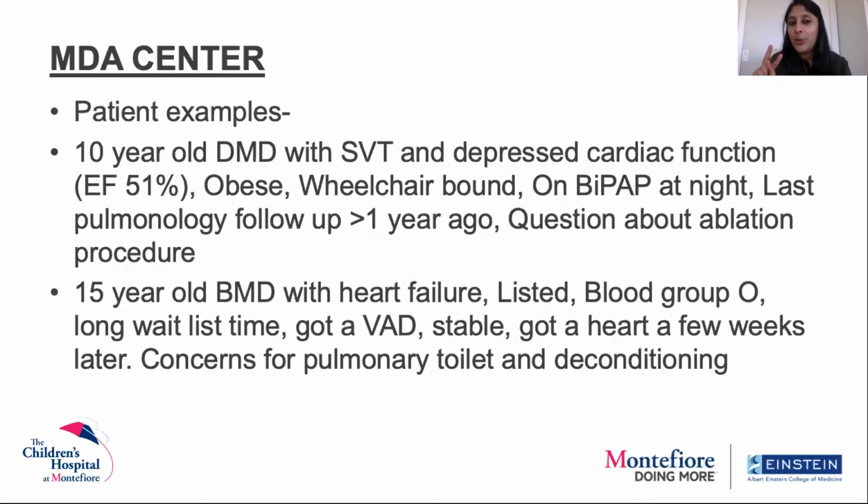To give you two quick examples, I have a 10-year-old patient who had Duchenne muscular dystrophy, who has a tachyarrhythmia called SVT, and also has depressed cardiac function. His EF is only 51%, which is not bad. But he's also obese, he's wheelchair bound, he's on BiPAP at night, he last saw pulmonology more than 1 year ago. So do I put him through a cardiac procedure to do an ablation to take care of this arrhythmia? Or do I just watch it?